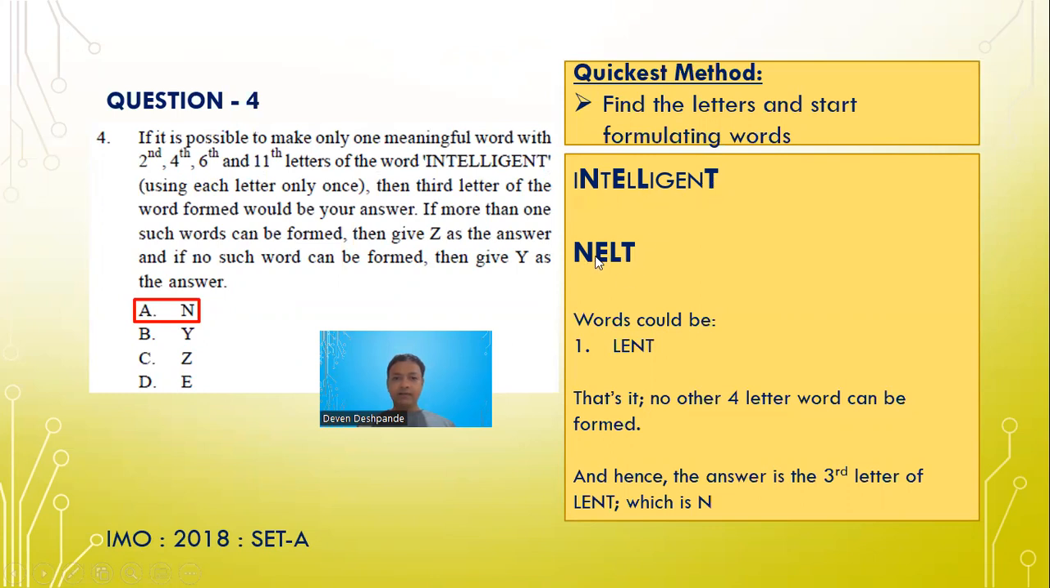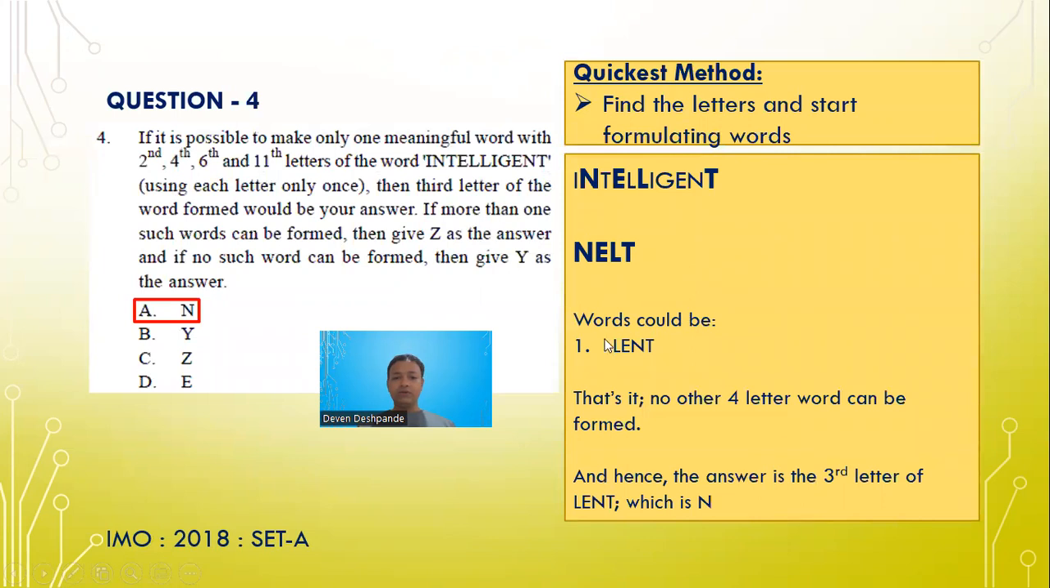What are the letters N, E, L, T? And what words can be formed? Lent. Okay, lent is the past tense of lend. Lend is the present tense, and the past tense is lent, isn't it? No other words can be formed.